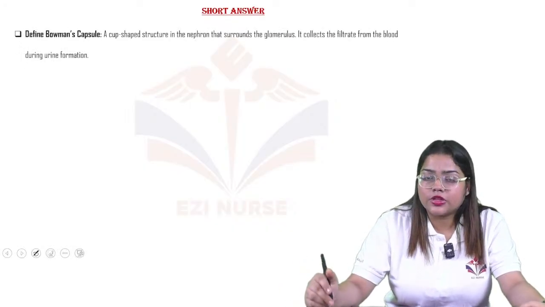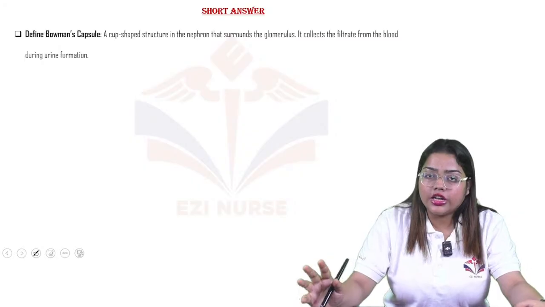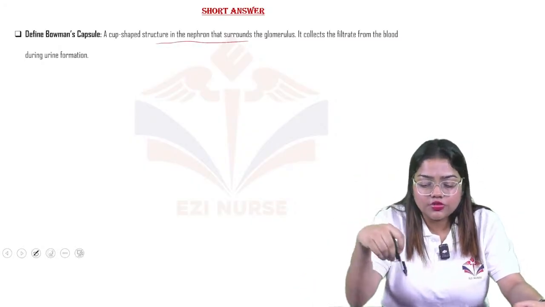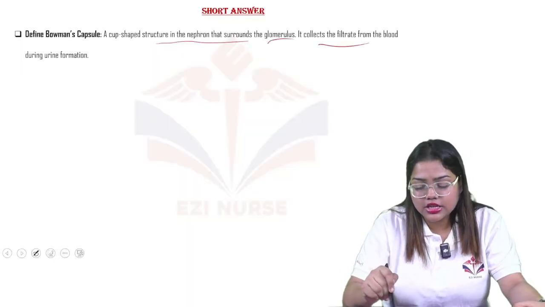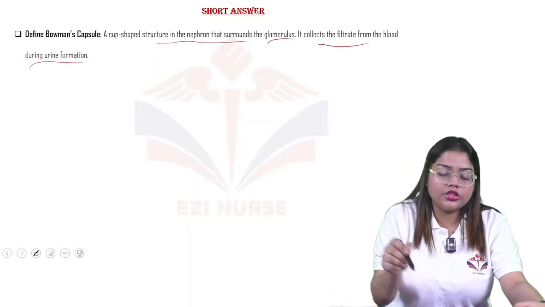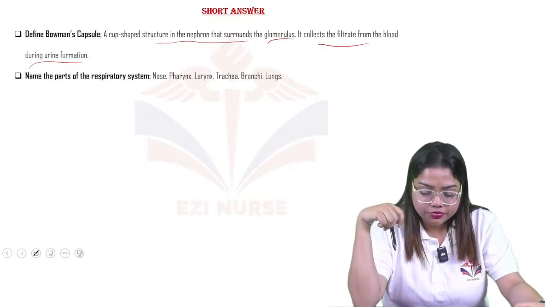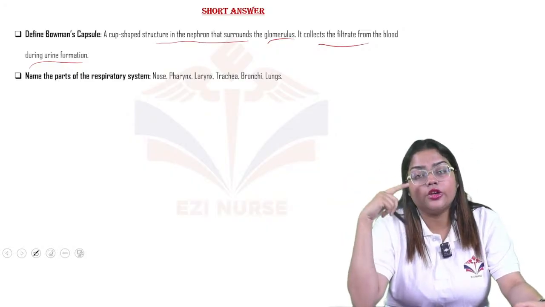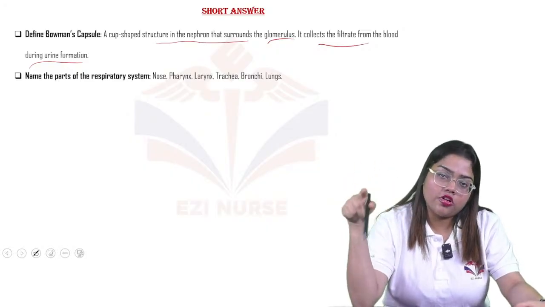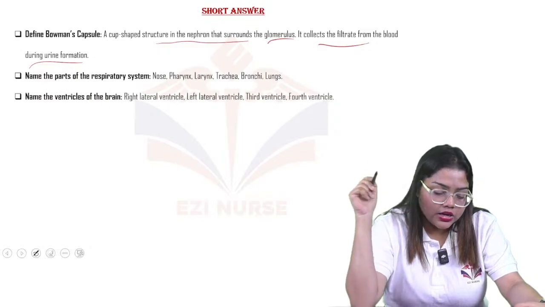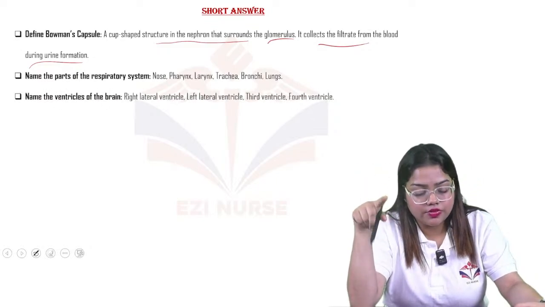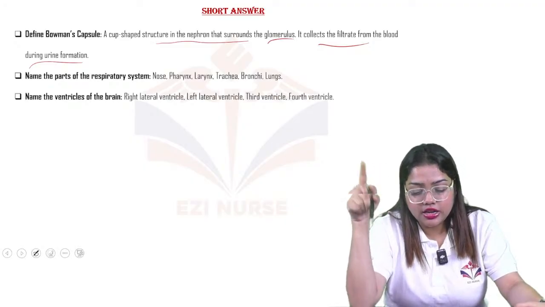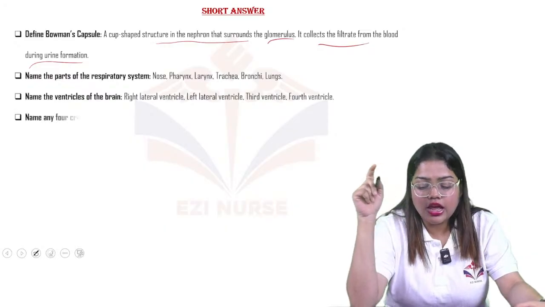First one is Bowman's capsule. This is a part of the urinary system, okay. It is a cup-shaped structure in the nephron which surrounds the glomerulus. It collects the filtrate from the blood during urine formation, okay. Then name the parts of the respiratory system. As we explained, nose, pharynx, larynx, trachea, bronchi and lungs are the parts of the respiratory system. Name the ventricles of the brain. So ventricles include the right lateral ventricle, left lateral ventricle, third ventricle and fourth ventricle.